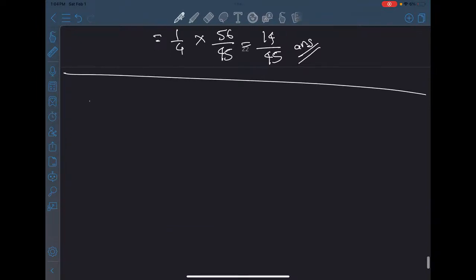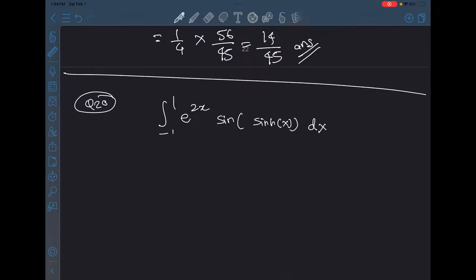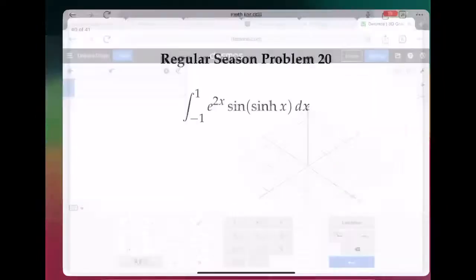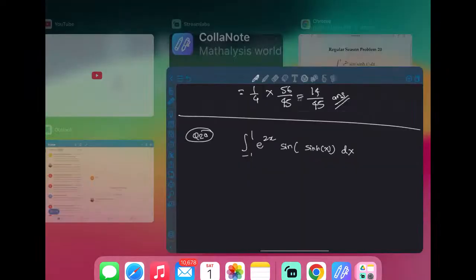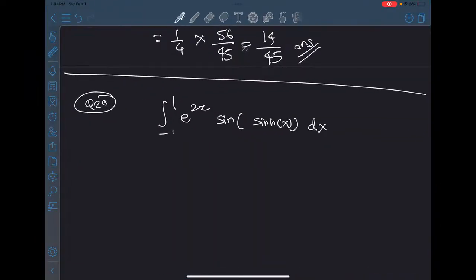So question 20 is the integral from -1 to 1 of e to the power 2x times sinh x dx. Okay, so how should we solve this problem, guys? I thought that I knew the answer, but I wasn't correct. So how should we solve the problem, guys?